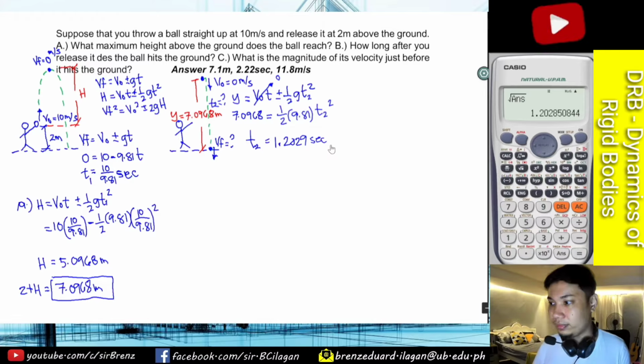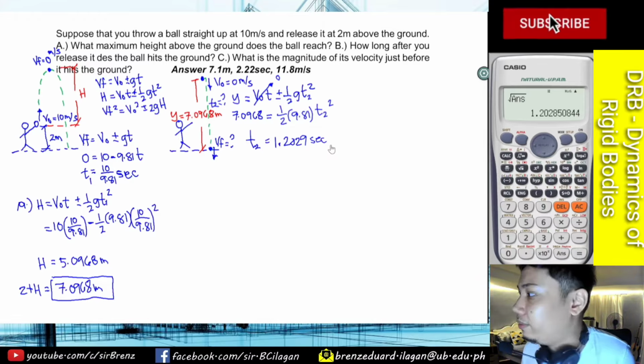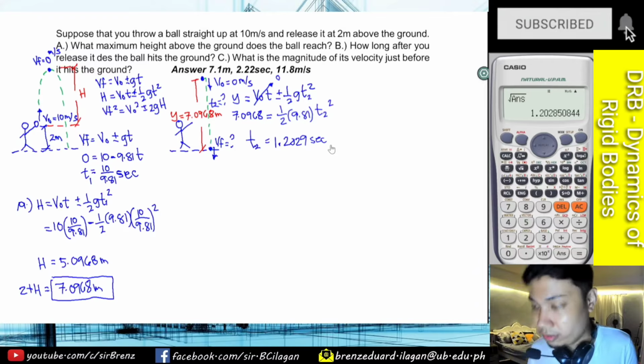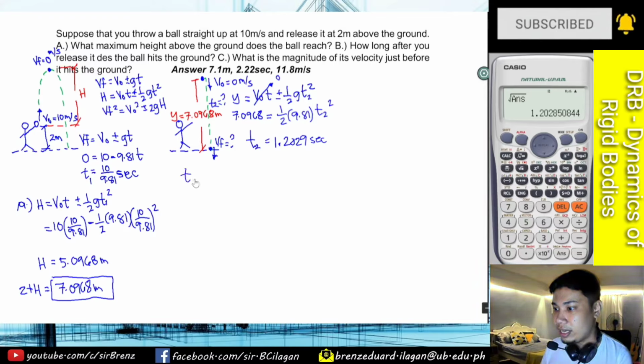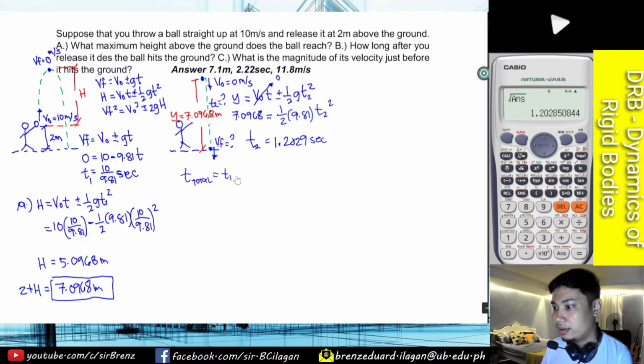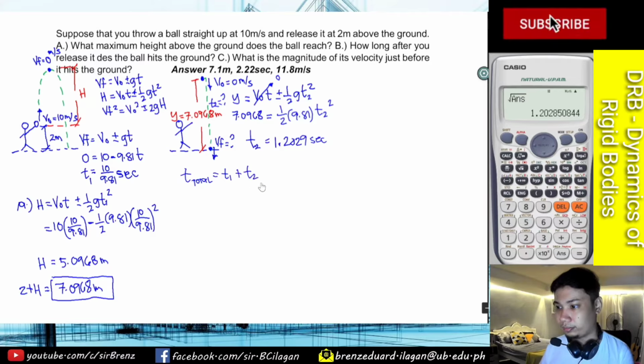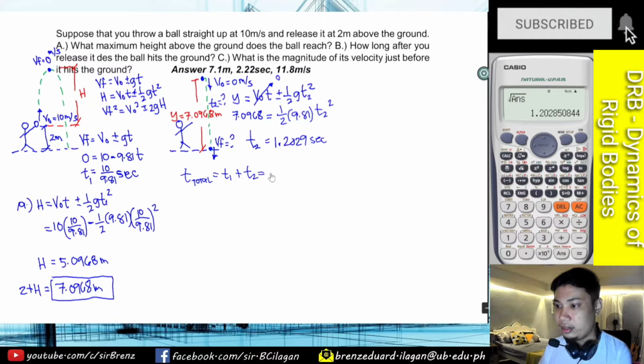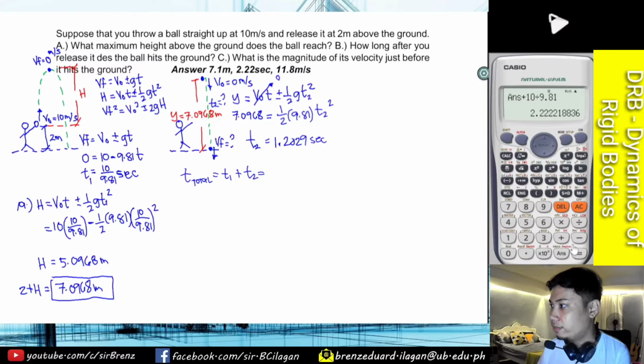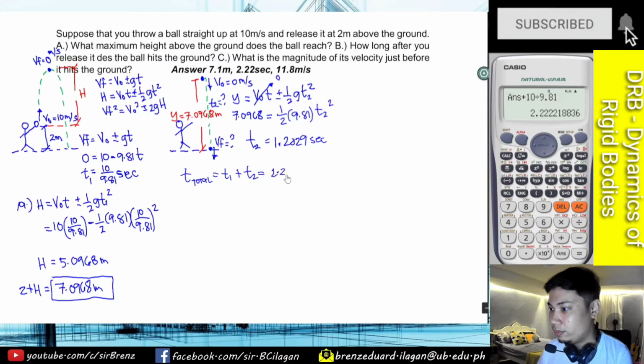Seconds. Okay. So to get the total time from the release point until it reaches the ground again, the total time of travel of the stone is T1 plus T2. So we just add T1, which is plus 10 divided by 9.81. So 2.22 seconds. So 2.2222 seconds. So we got what was asked for letter B.